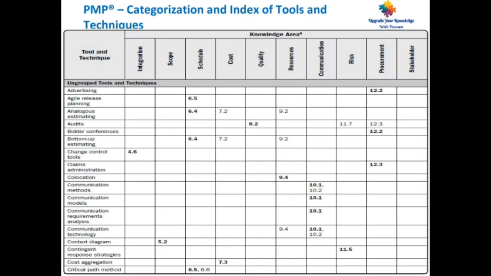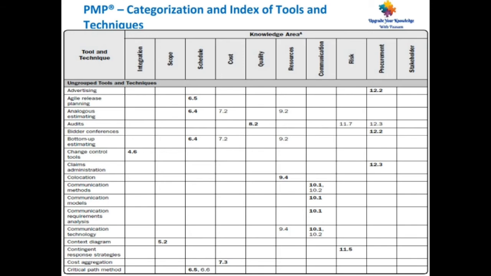Coming to the first slide of the ungrouped tools and techniques, the first column represents the tool and technique, and the first row represents the knowledge area. There are index numbers you could see, which you have to correlate with the project management process group and knowledge area mapping, which I showed in slide 3. Get yourself familiarized with the index numbers, and it will help you to easily eliminate the wrong answers.